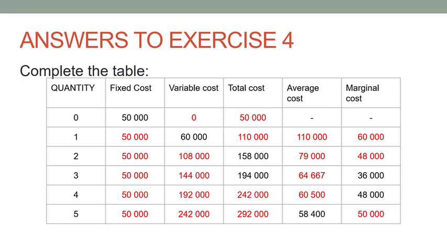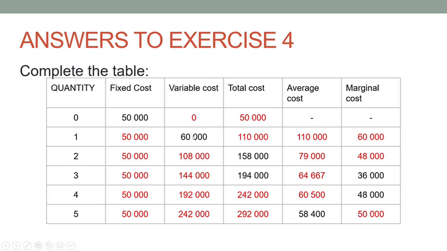Right, let's just go have a look at the table. Right, there, I've completed that table. So you see there, 0, because we didn't produce anything. So 50 plus 0 is 50,000. Those cannot be calculated. Like I said, all of these are 50.